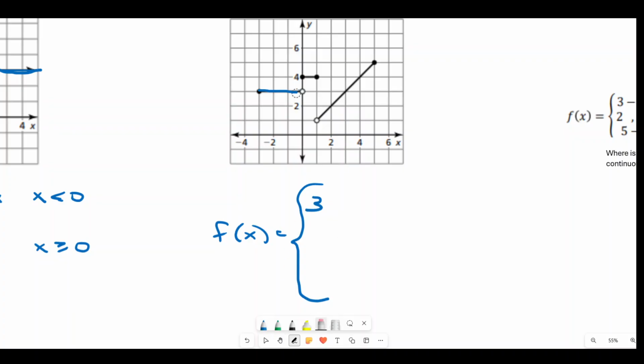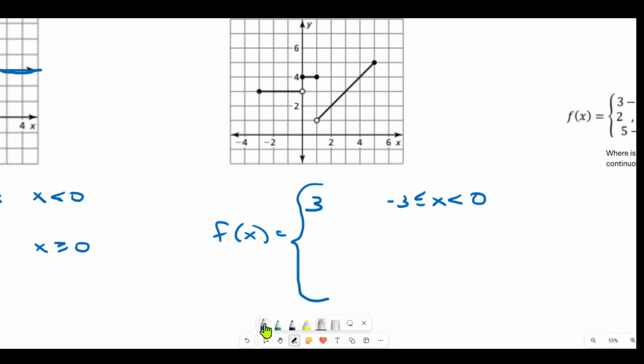And what domain does it exist on? Well, it starts at negative 3 and includes negative 3. So negative 3 less than or equal to x. And it stops at 0 and it does not include 0. So that's that first piece, horizontal line from negative 3 to 0.